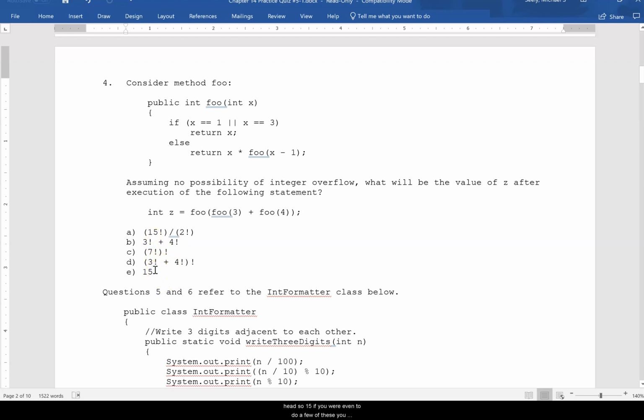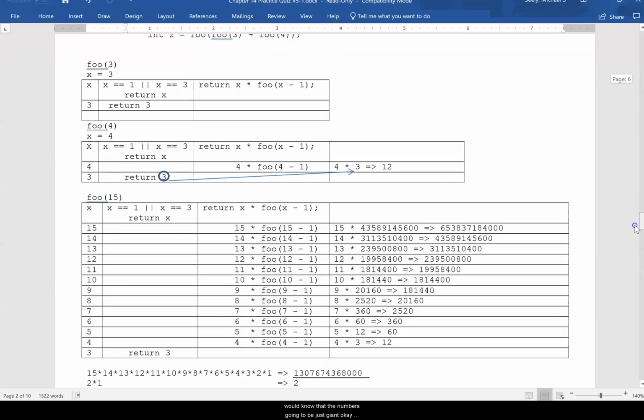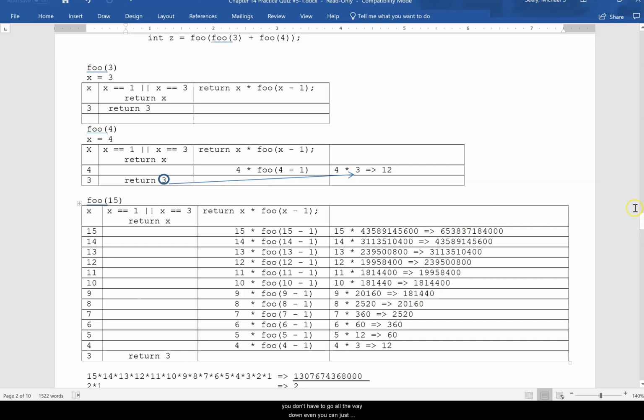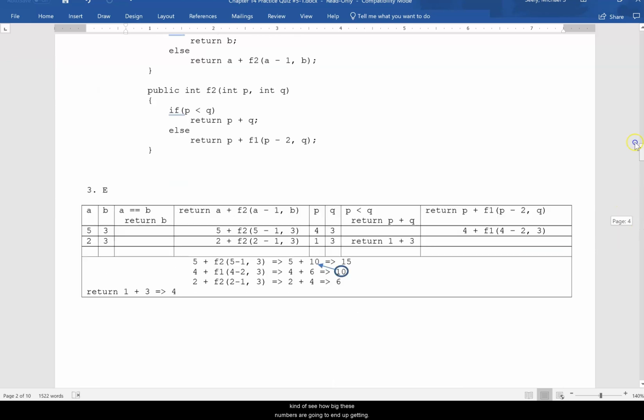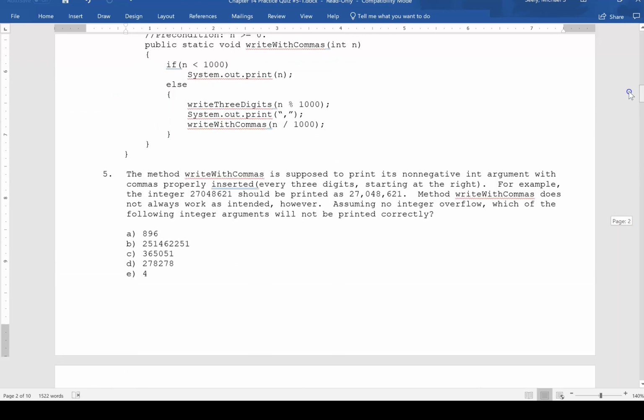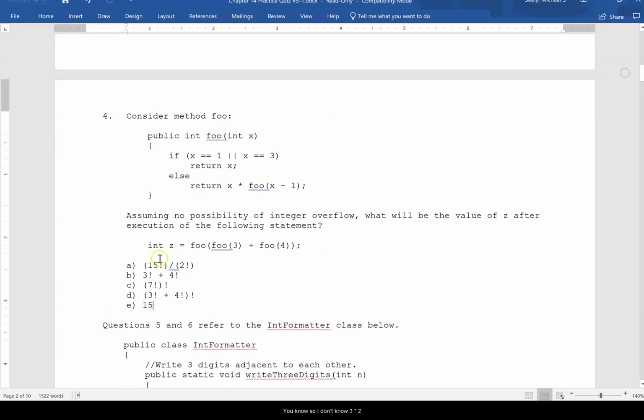So 15, if you were even to do a few of these, you would know that the number is going to be just giant. You don't have to go all the way down even. You can just see how big these numbers are going to end up getting. So 3 times 2 times 1 is 6. 4 times 3 is 12, times 2 is 24. 24 plus 6 is 30.